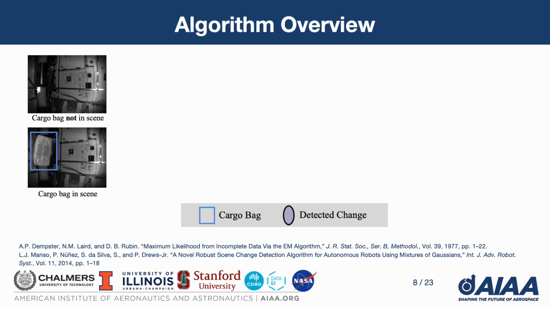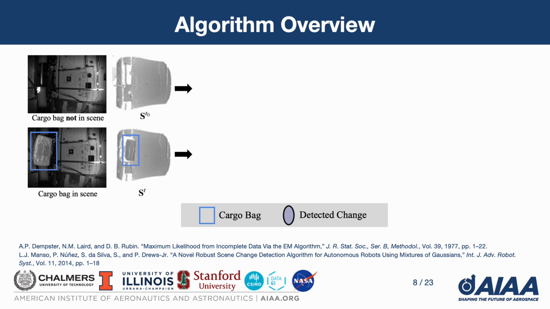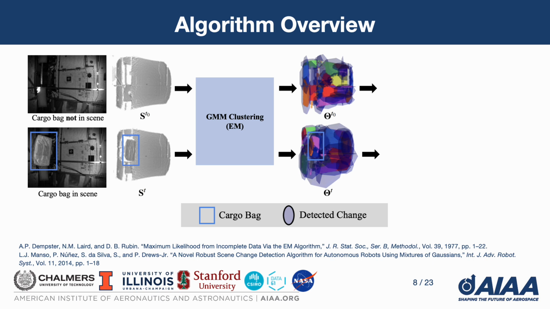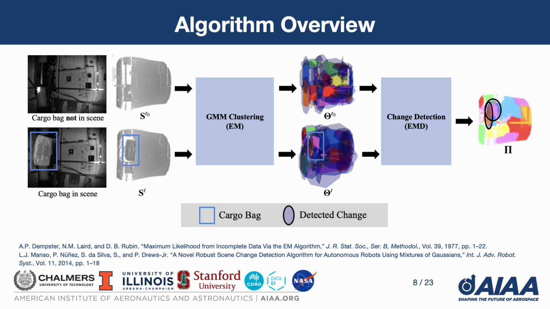To give a brief overview of the pipeline, we see the same corner of the scene in 2D and point cloud images taken by the Astrobee with and without a cargo bay. The point clouds are then summarized into Gaussian mixture models, theta T0 and theta T, which are then used as inputs to the final change detection algorithm that extracts the Gaussians associated with change regions pi.